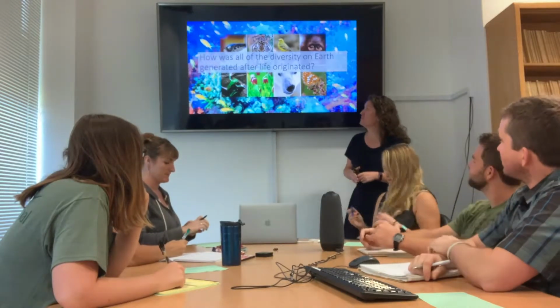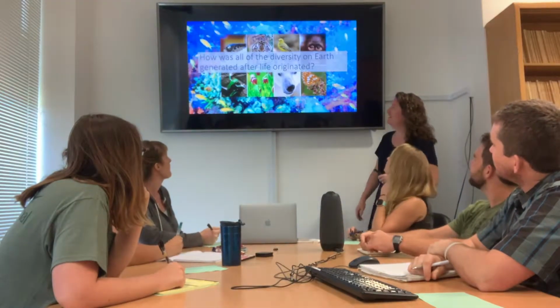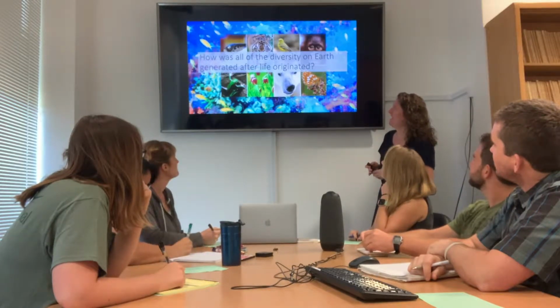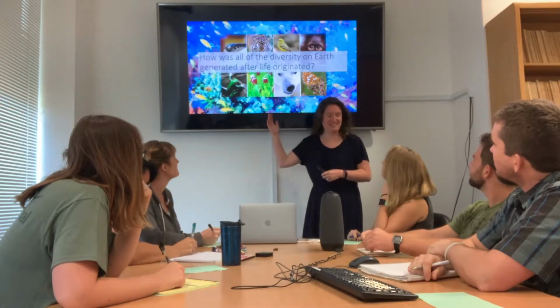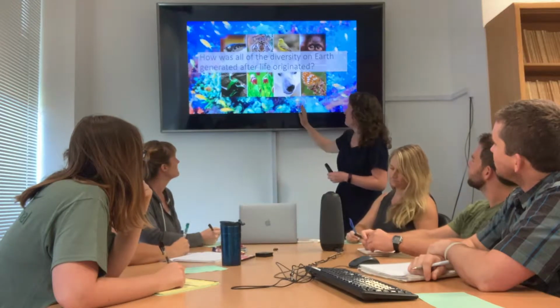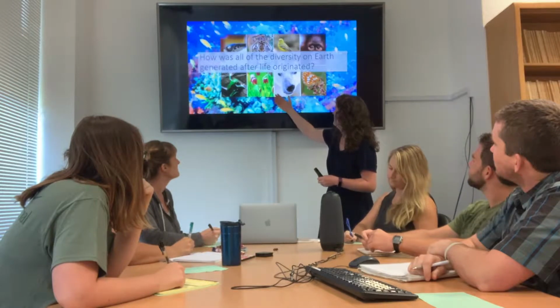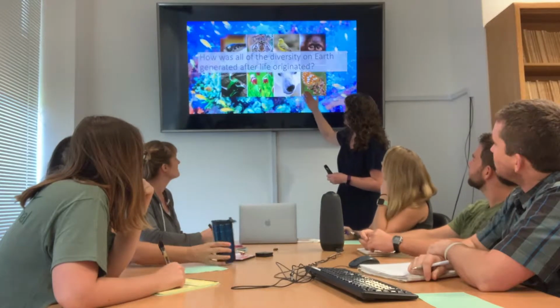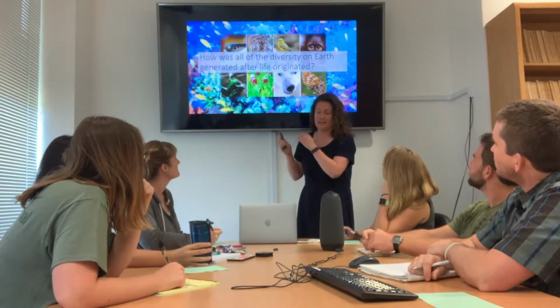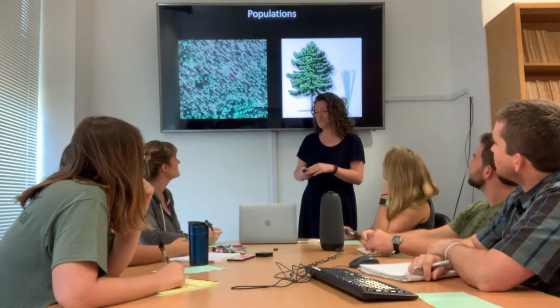So today in class we're going to be tackling this really big question: how was all of the diversity on Earth generated after life originated? And you can imagine life starting as a single cell, but then resulting in this diversity of life ranging from these plants with really different morphologies, these different types of animals, and we're really going to be digging into how to explain and answer this big question today.